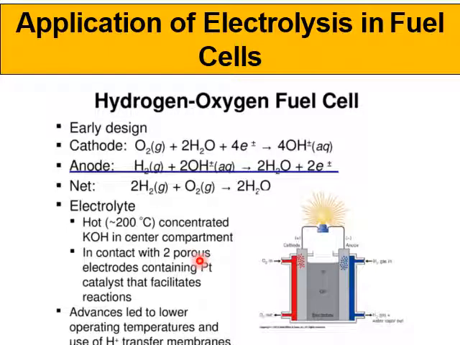So basically the electrolyte itself is a hot, concentrated electrolyte, more than 200 degrees. Alright, for example KOH electrolyte, okay, here, and then it contacts two porous electrodes containing platinum catalyst that facilitates the reaction. It can't go by itself. For example, hydrogen is being inserted in here while oxygen is being inserted here. Somehow it needs some kind of catalyst in order to generate the current. Okay, and then the advanced design lowers the operation temperature of the proton transfer membranes.